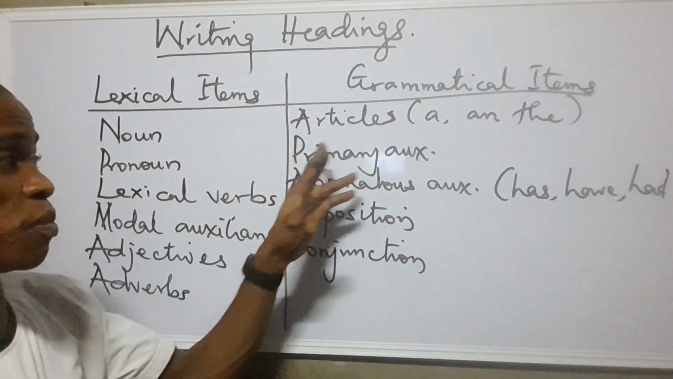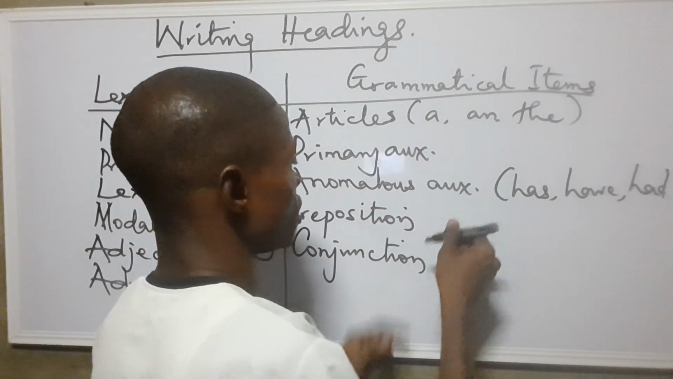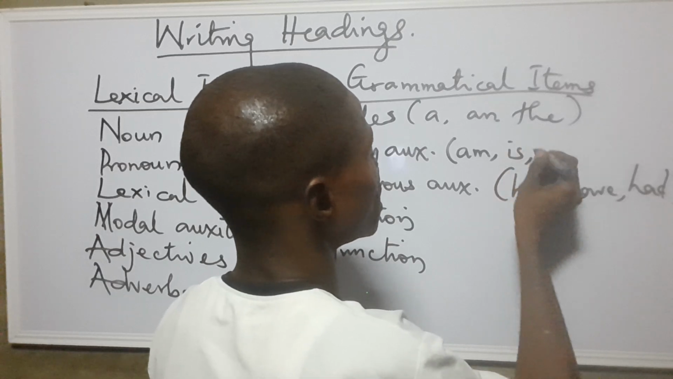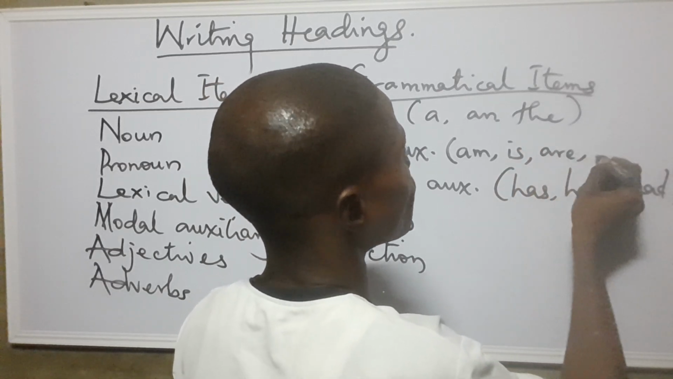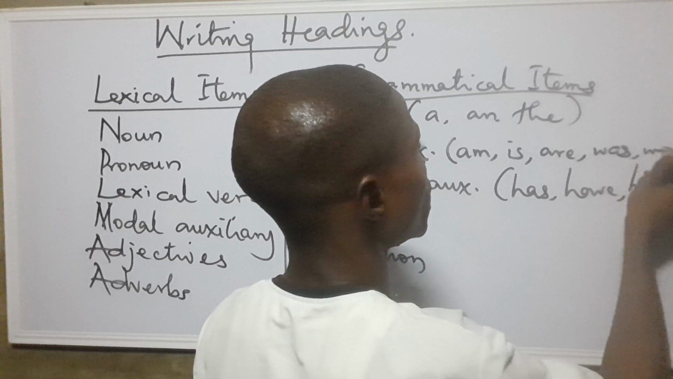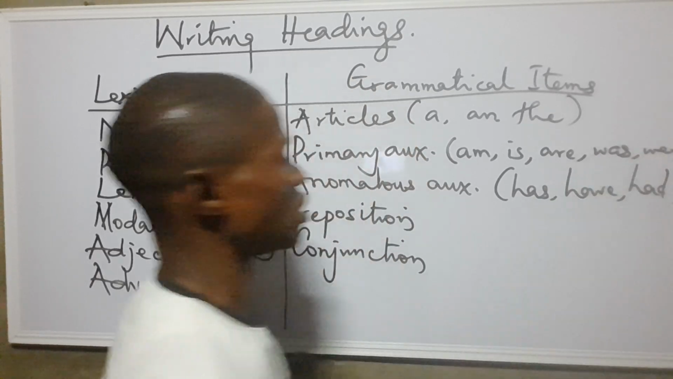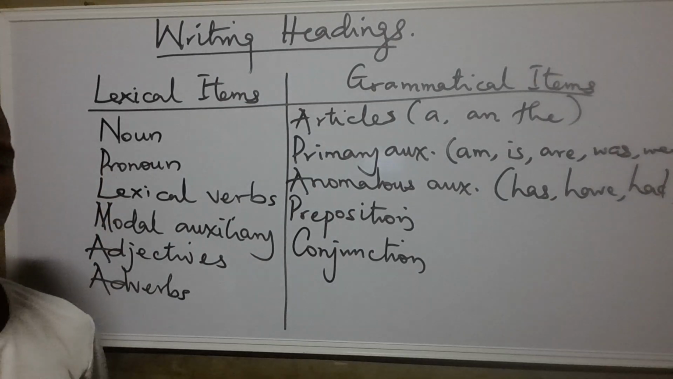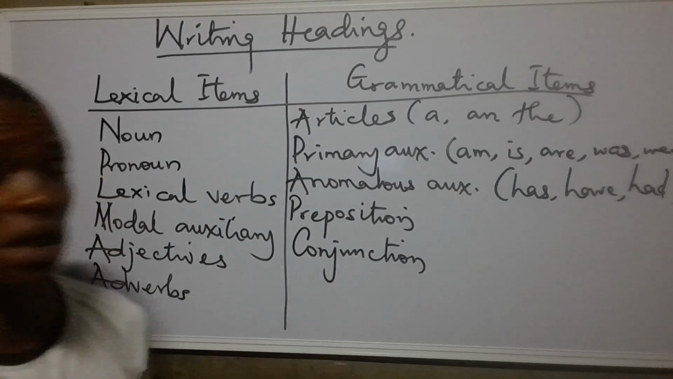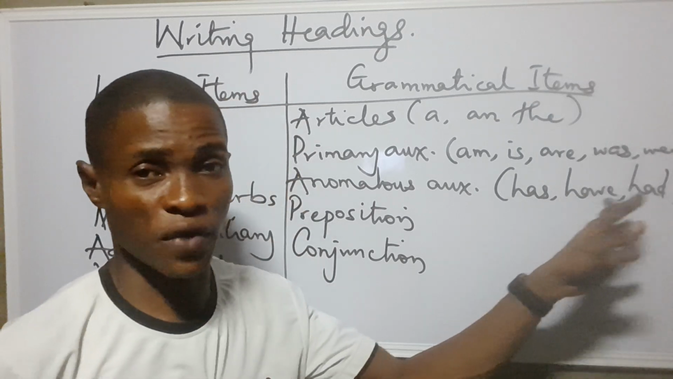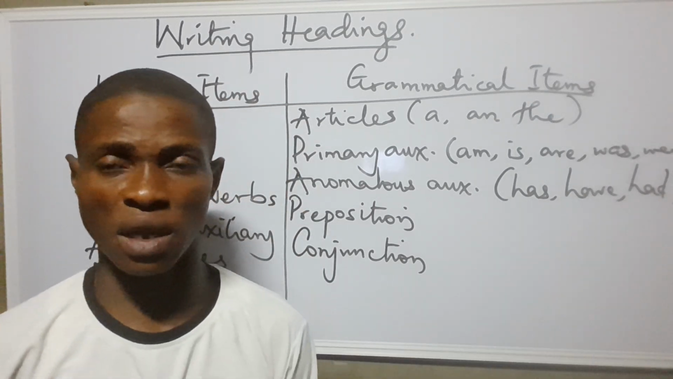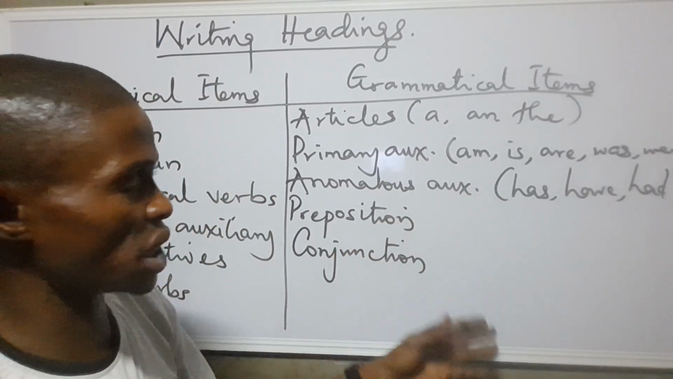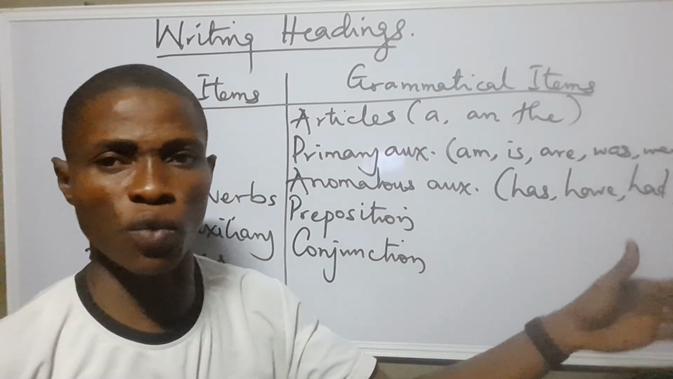At the same time, we talk of the primary auxiliaries. Like I said before, they are the following: am, is, are, was, likewise were. All these are called grammatical items. And the next one is talking of anomalous auxiliaries. What are the anomalous auxiliaries? They are 3. Like I said before, we have has, have, and had. I have done the work. He has traveled. I believe we also say the birds had left before we returned.